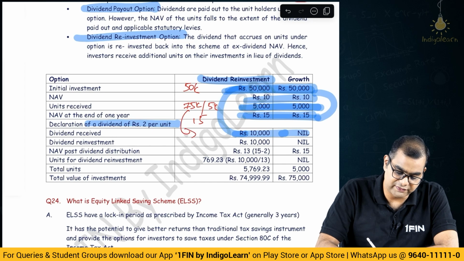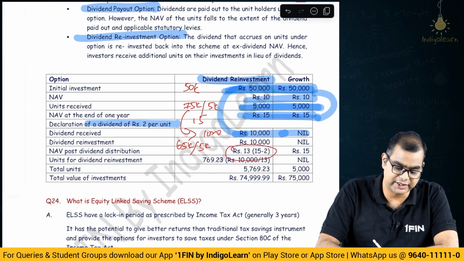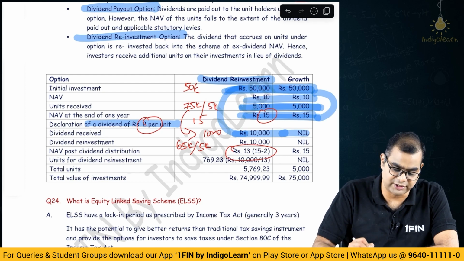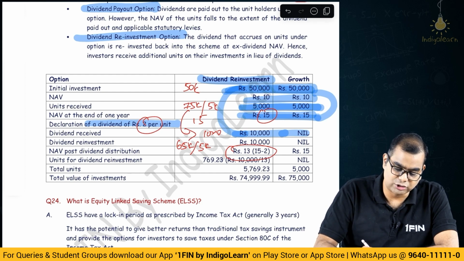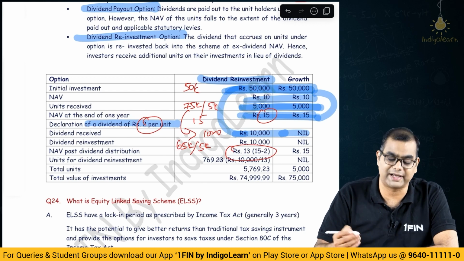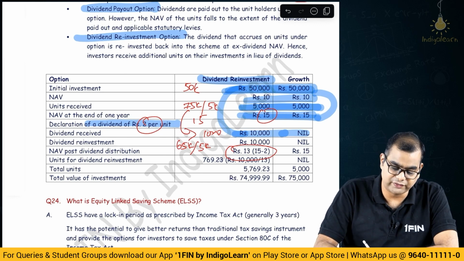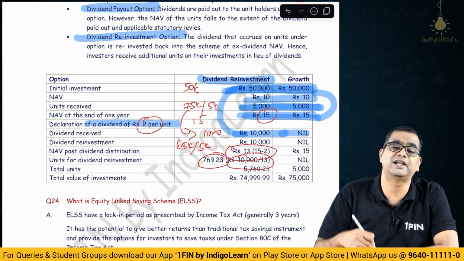So out of this 75k, you are paying off 10,000. So you are left with 65k. So this 65k divided by 5k will make your NAV as 13 rupees. Or you can think of it as 15 rupees NAV minus 2 rupees dividend, which basically is 13 rupees. Now this 2 rupees of dividend is reinvested back. So 2 rupees of dividend into 5,000 units is 10,000. So 10,000 by 13, you basically get 769 new units.